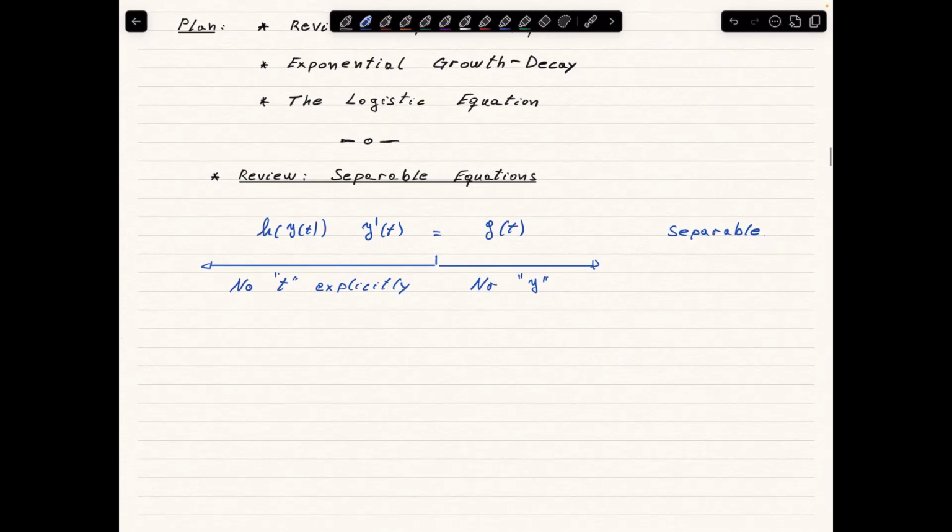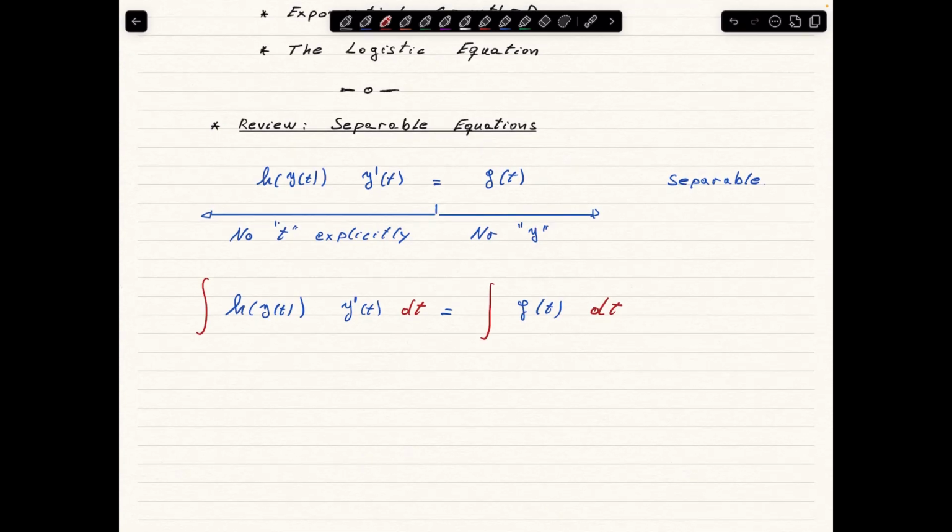We are interested in these equations because they are super easy to solve. When we have an equation of that form, h of y multiplied by y prime, and over here we have g of t, the only thing we need to do to solve this equation is to integrate on both sides of the equation with respect, of course, to the same variable, which in this case is t. One step to solve the equation is still remaining.